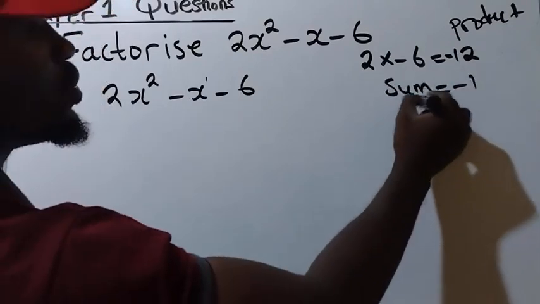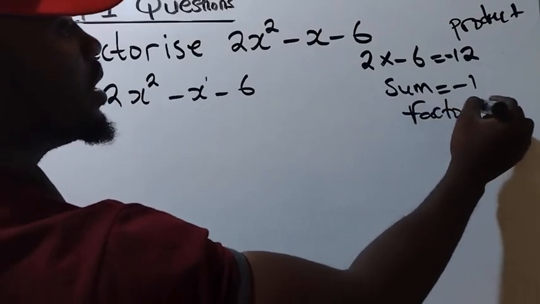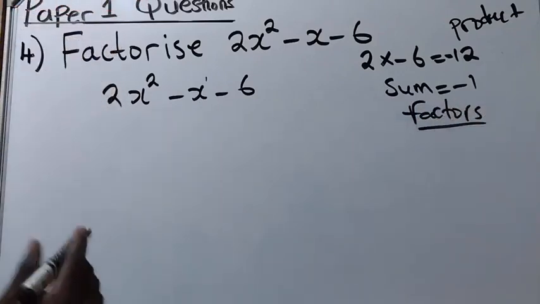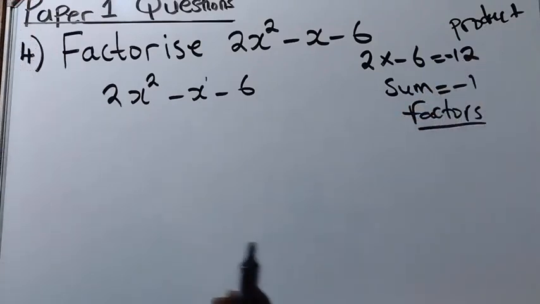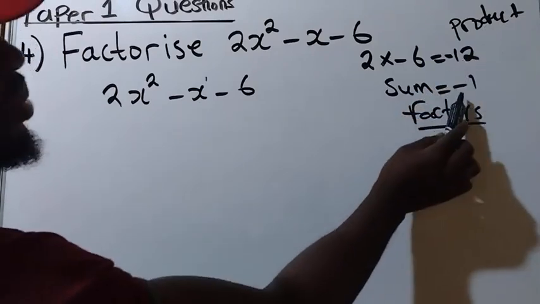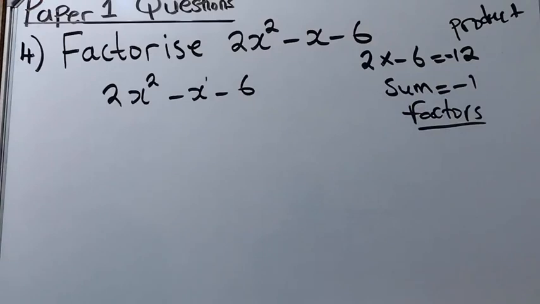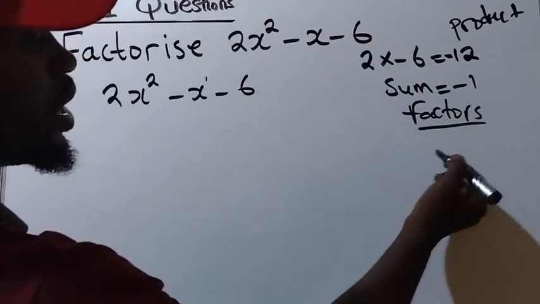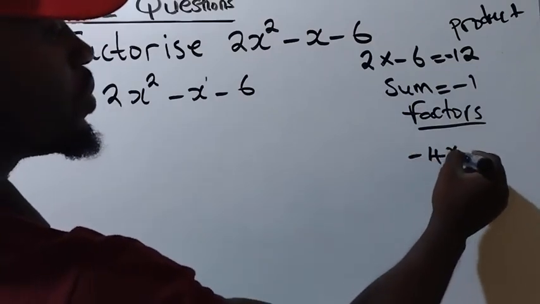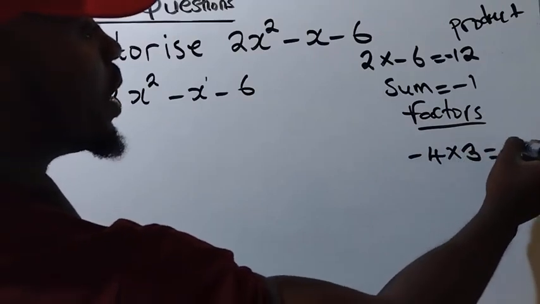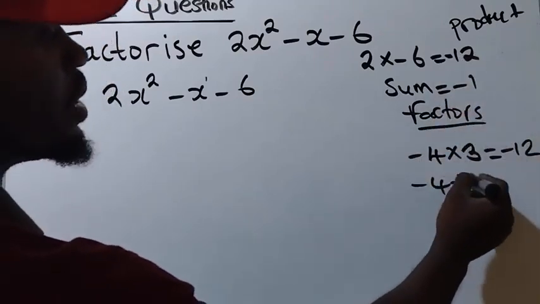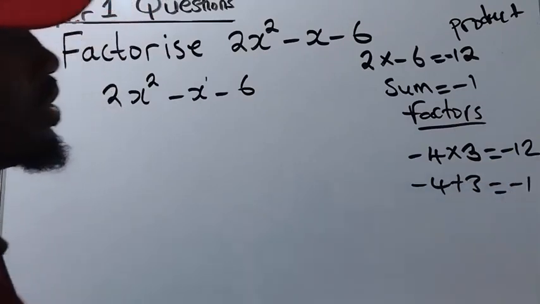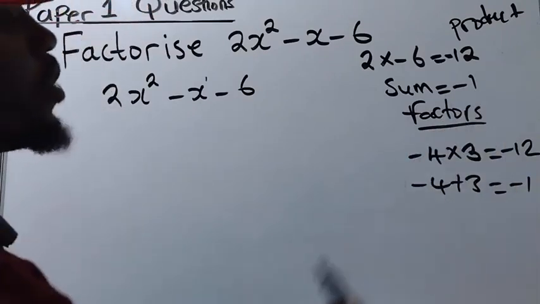Now find the two factors. Find the two numbers such that when you multiply them, you are going to get the product, which is negative 12. When you add them, you are going to get the sum, which is a negative 1. So those two numbers are, if you multiply negative 4 times 3, you are going to get negative 12, which is this product. Then you say negative 4 plus 3, you are going to get a negative 1, which is the sum right there.